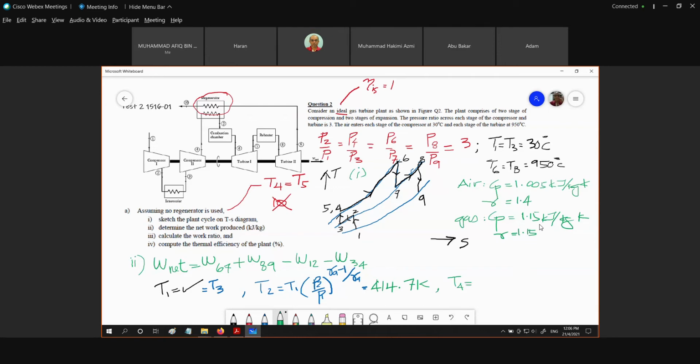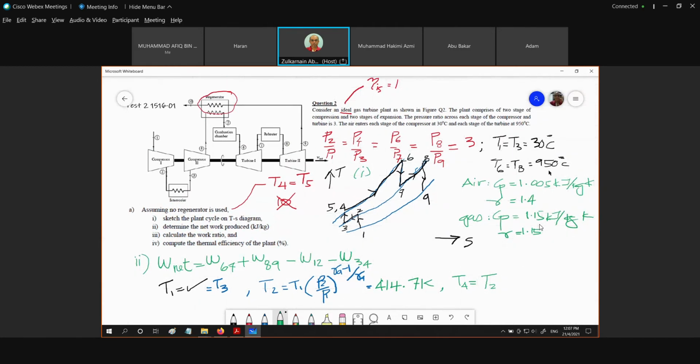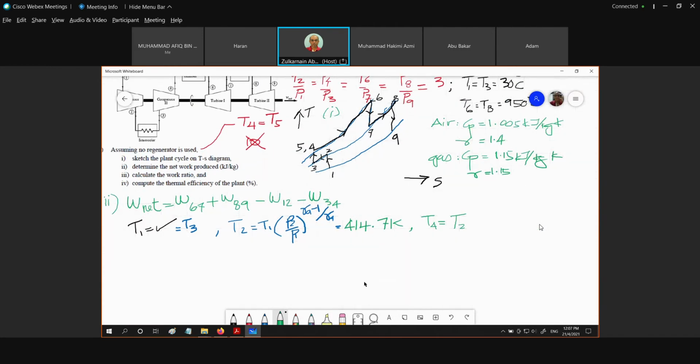If you look right here, we are going to get T4 equal to T2 because we are going to use the same value. This is 30 plus 273. This is also 3. And this is for air. So T4 we get is equal to T2. Okay. Then next, after T4, we are going to get T6. And T6 is equal to T8, which is 950. Okay. Right now, the T6 equal to T8.